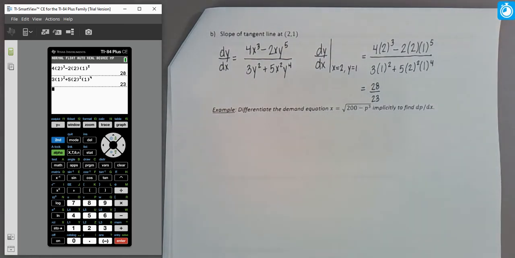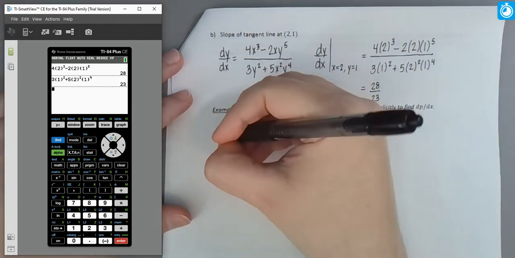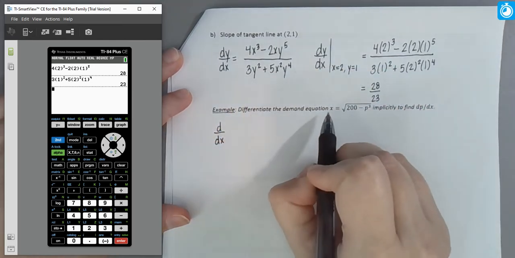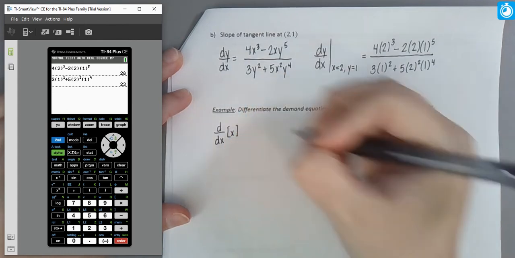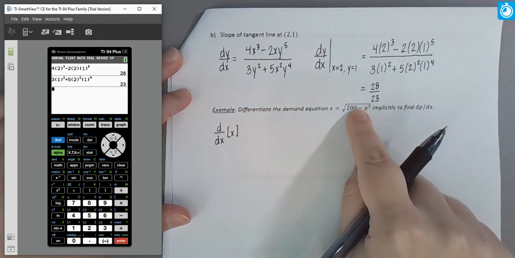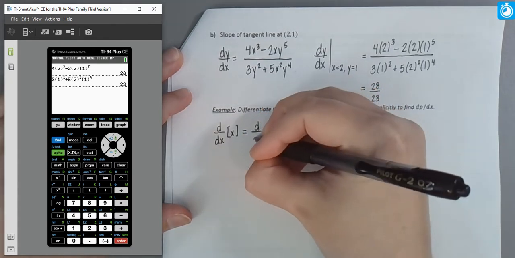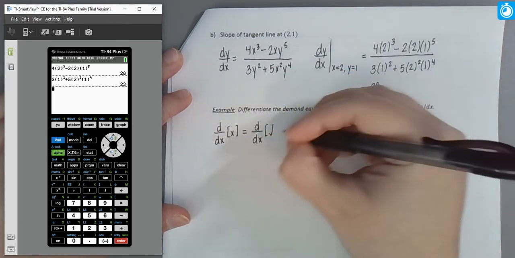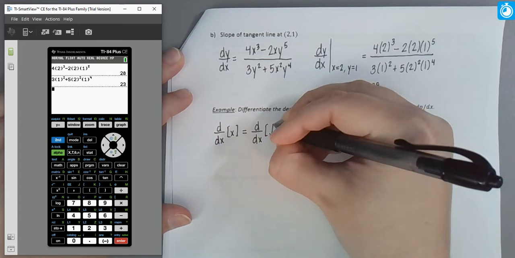Okay, so we're going to take the derivative of both sides with respect to x. So the derivative with respect to x of the left-hand side, just x, and the derivative with respect to x of the right-hand side. And we do it to both sides to keep things in balance. So the square root of 200 minus p cubed.